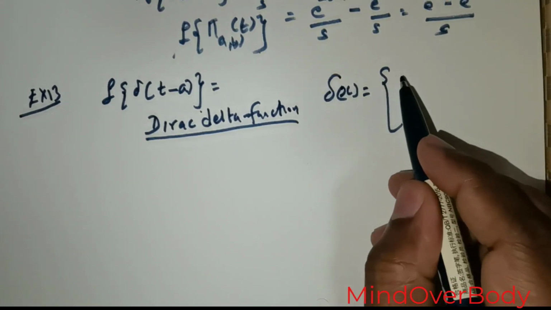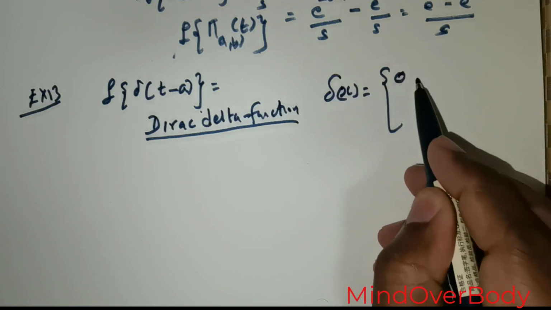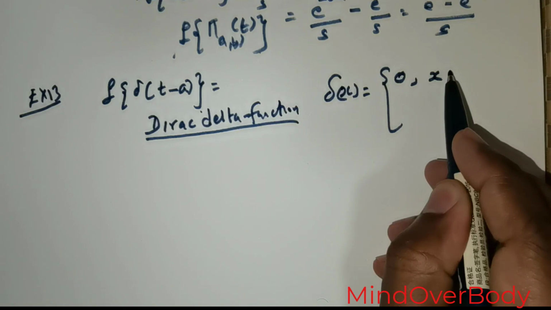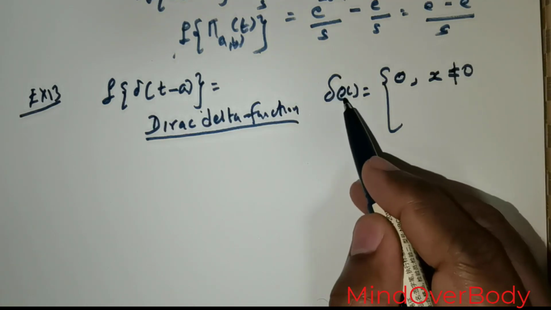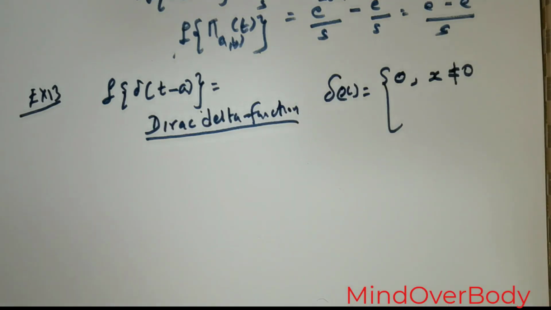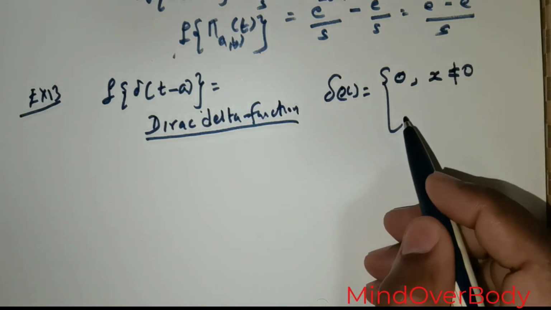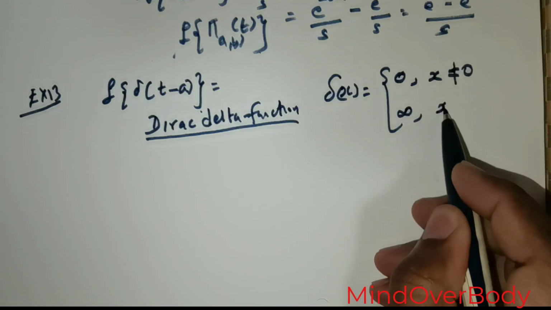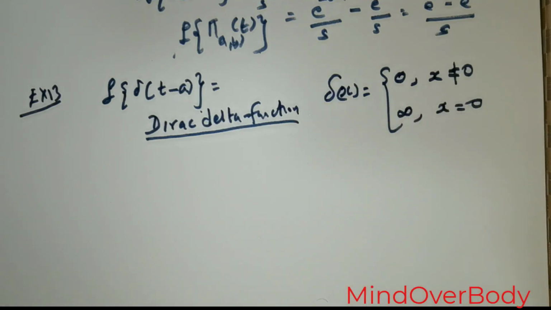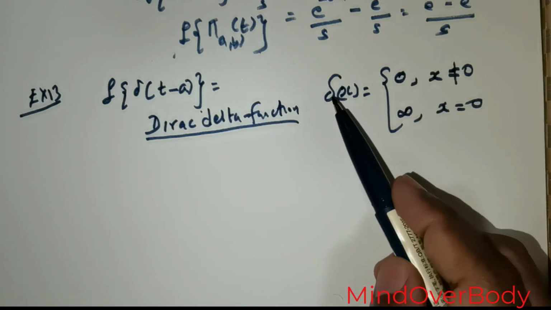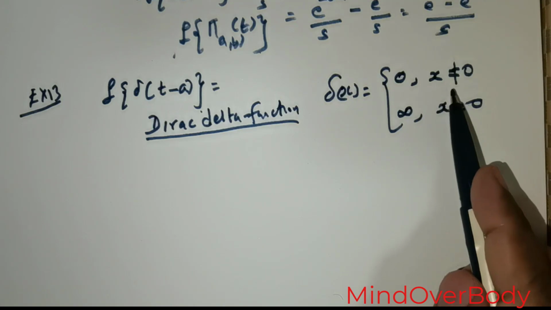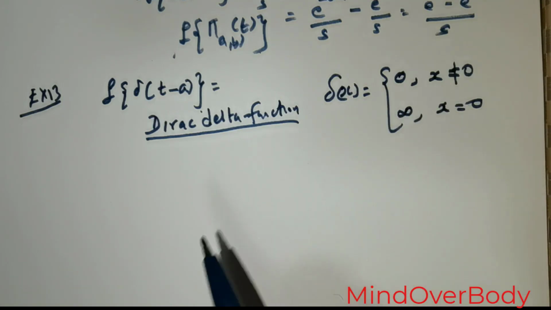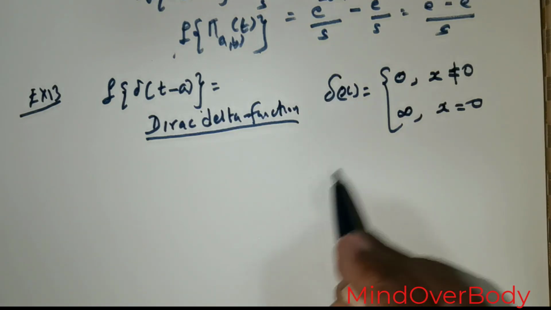Now the delta function is defined as delta of x equal to 0 for values of x which are not equal to 0. So the delta function takes the value 0 for all values of x which are not equal to 0, and it takes the value infinity for x equal to 0. So this is a very important and pertinent definition for delta of x. Let me reiterate one more time. Delta of x takes the value 0 for all values of x not equal to 0, and it takes the value infinity when x is equal to 0. So at x equal to 0, the function heads to infinity.